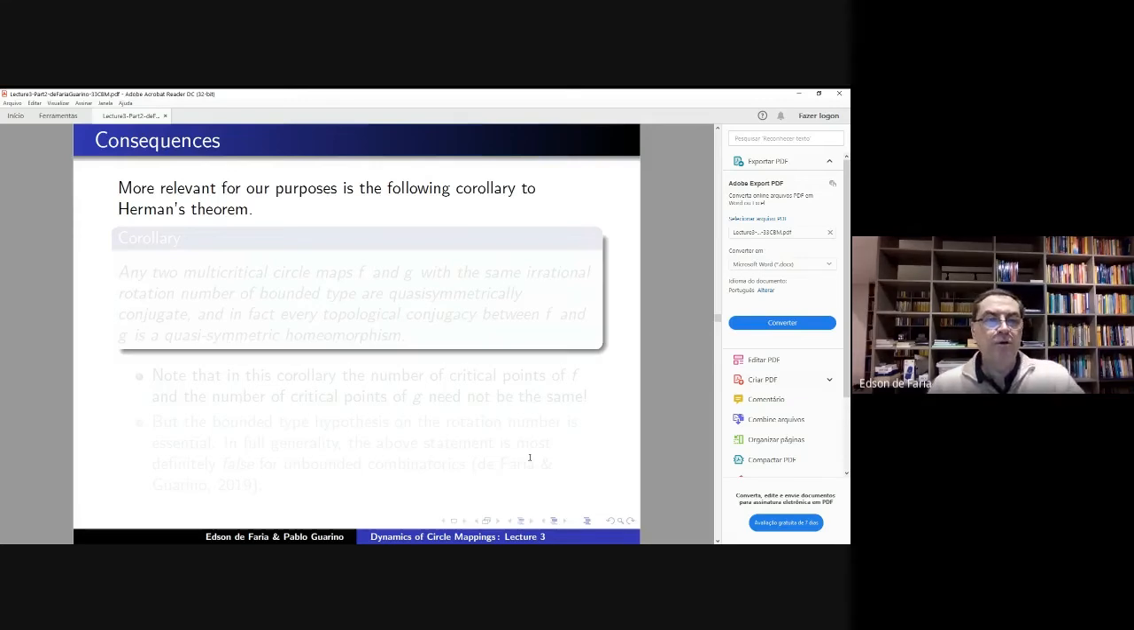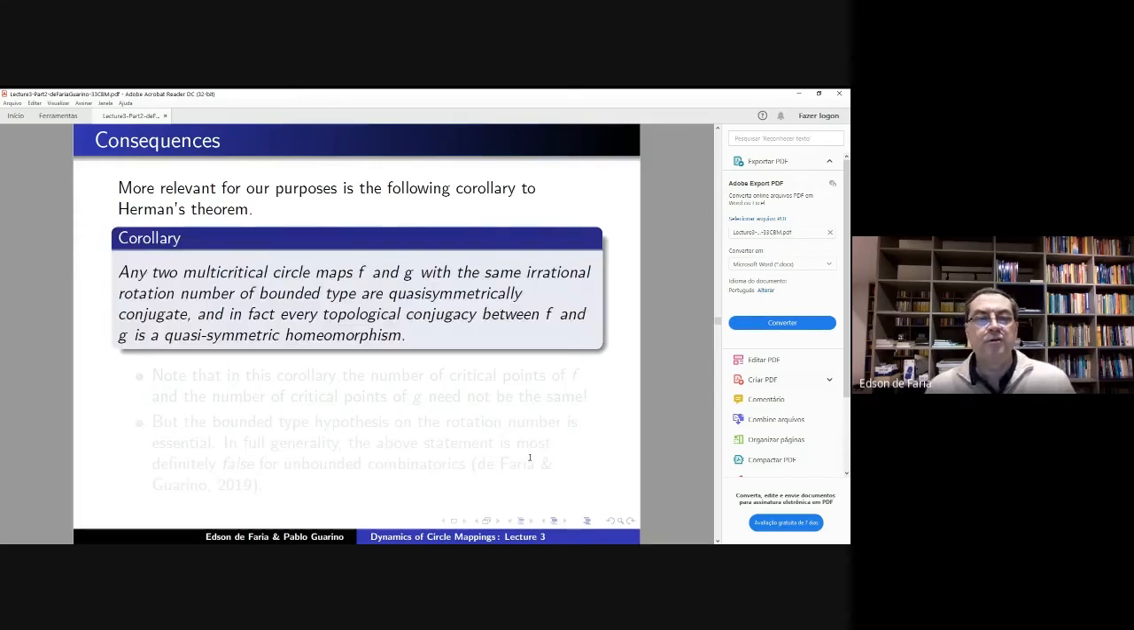So I'm going to state a corollary, which is kind of obvious from Herman's theorem, but which is more relevant for our discussion here. The corollary states that if you have any two multicritical circle maps with the same irrational rotation number of bounded type, then they are quasi-symmetrically conjugate, and moreover, any conjugacy between them is going to be quasi-symmetric. The reason is simply because each one of them is quasi-symmetrically conjugate to the same rotation.